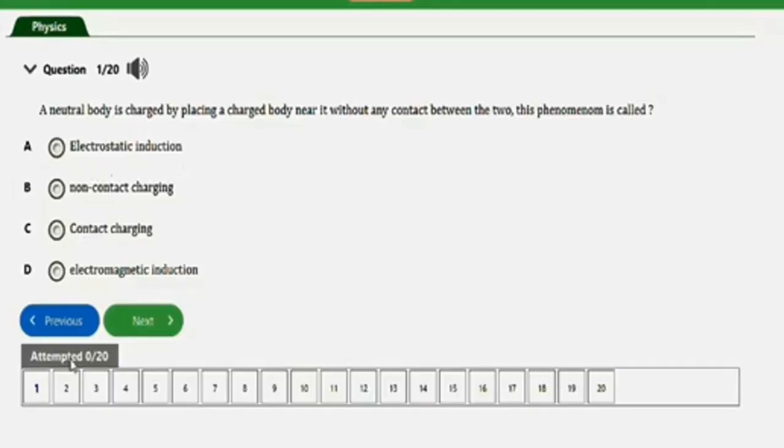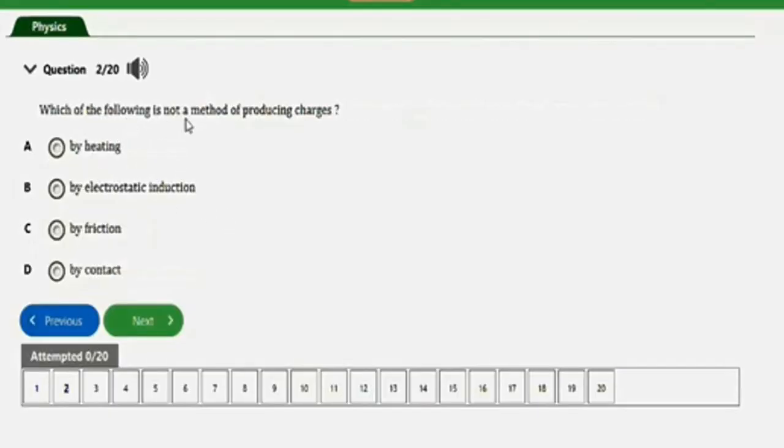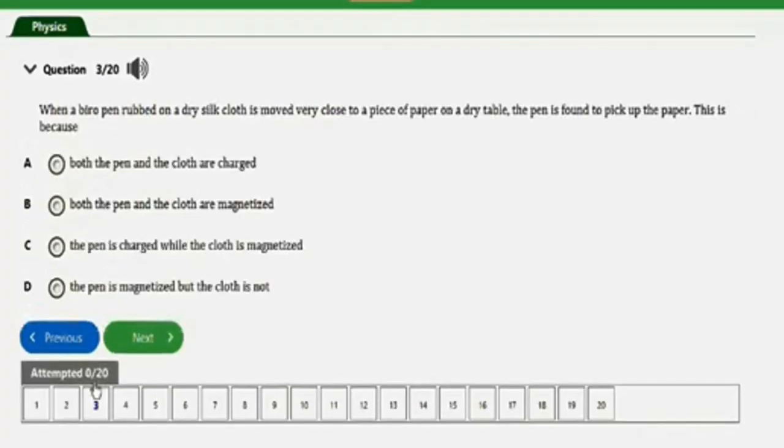The next repeated question will be this one. It says, which of the following is not a method of producing charges? Option A, by heating, by electrostatic induction, by friction, by contact. So the right option is option A, which is by heating. By heating is not a method of producing charges in electrostatics.